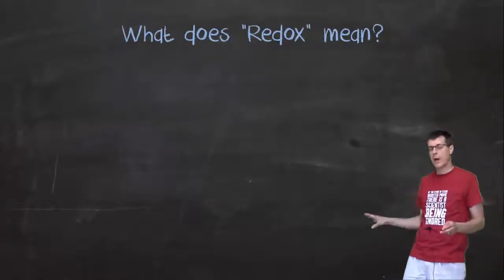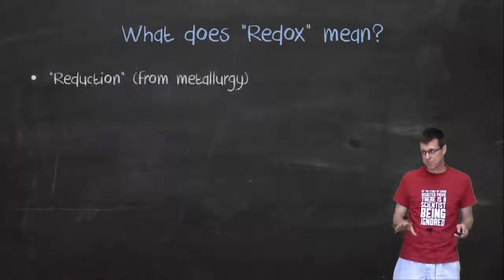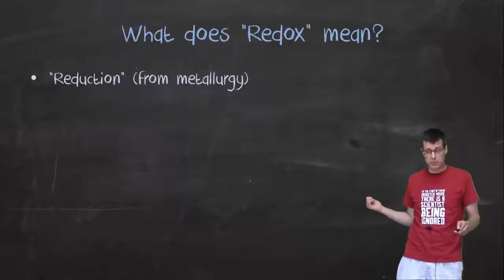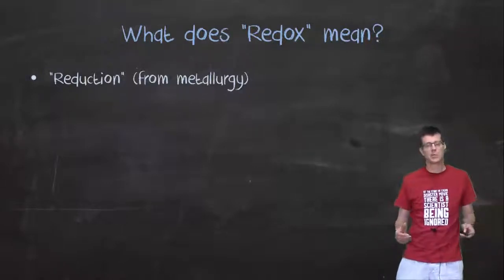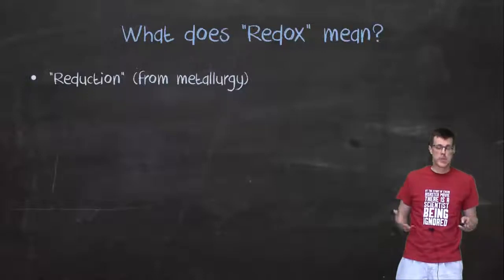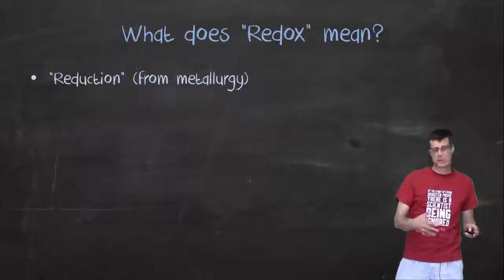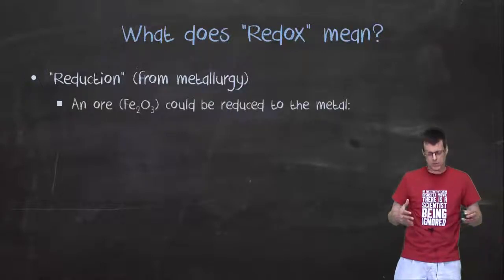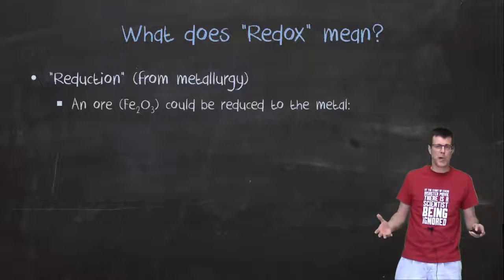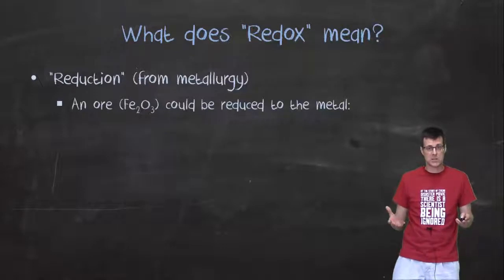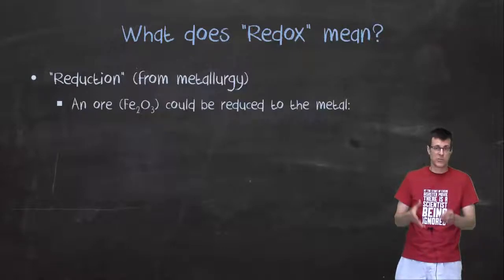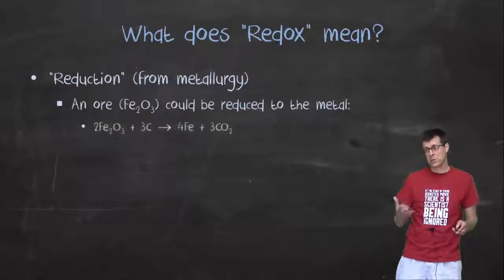Now I'm going to give you some background that you don't need to write down, about where these terms come from. The reduction, the red part of redox, comes from the word reduction, and that comes from metallurgy. Back in the day, you would scoop out an ore, and an ore containing some metal that you want is usually in the form of an oxide. Then you would do something to it to reduce it to the metal.